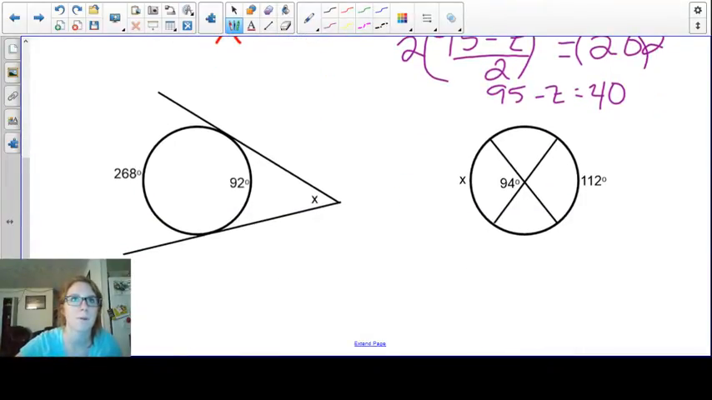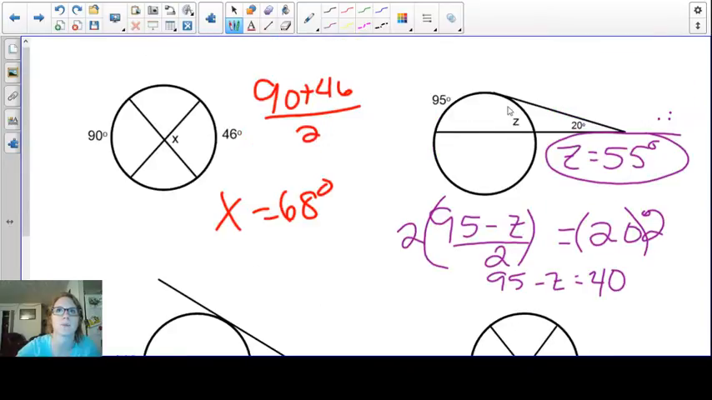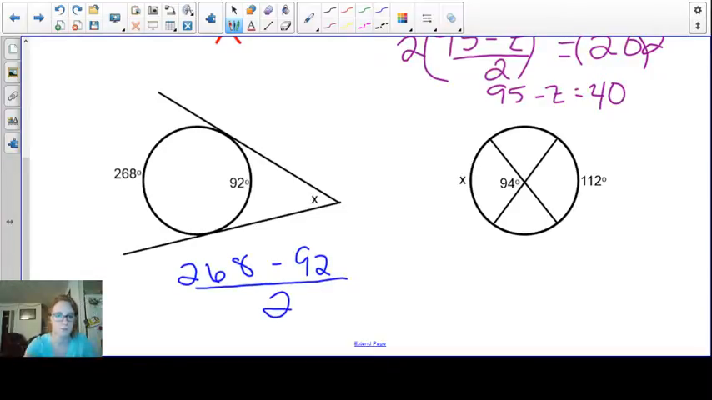I'm going to go up here and make my picture a little bit smaller right now. That way we have enough room to do this next problem. Okay, so same kind of idea as one above, only now we know both of the arcs. So I'm going to take 268 minus 92 divided by 2. So x equals 88 degrees.